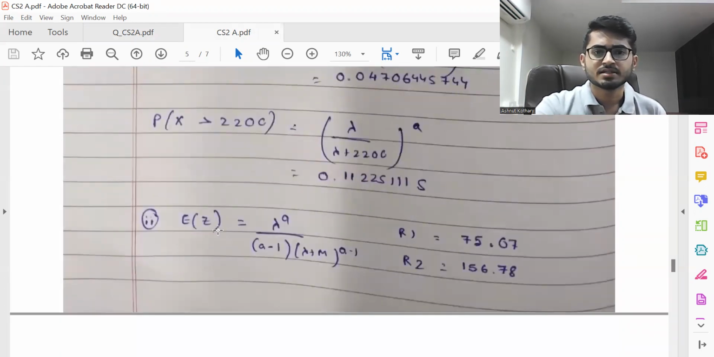And then expectation Z, this is the formula which we actually have for the expectation of a Pareto distribution. Again, the derivation of the same I have not covered. You could derive it and you'll see that this is the result we have for a Pareto distribution in case of excess of loss reinsurance. So for the first arrangement, I'm getting 75. For the second arrangement, I'm getting 156 over here.